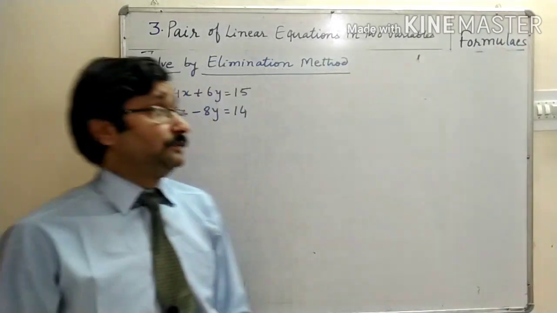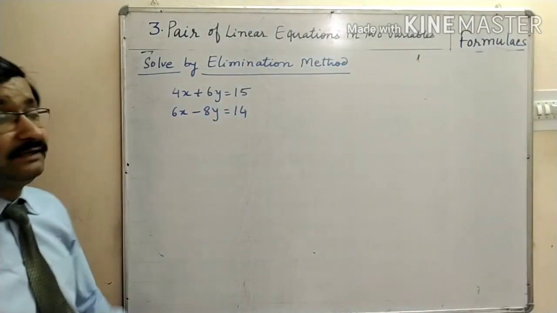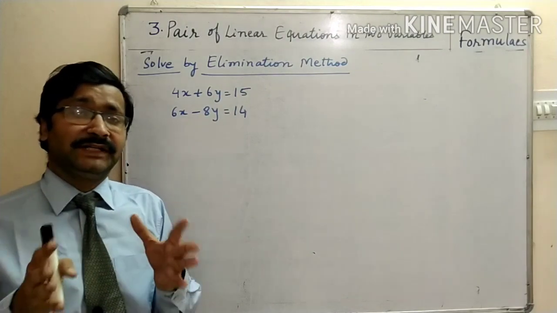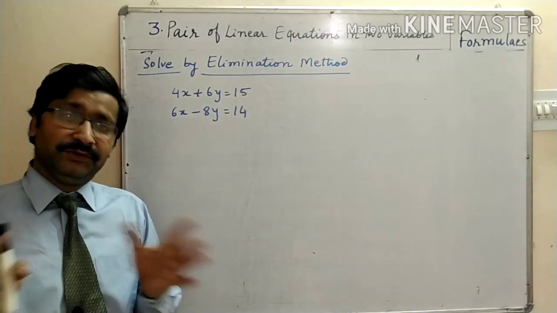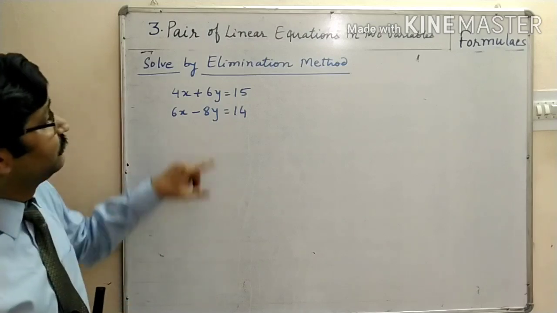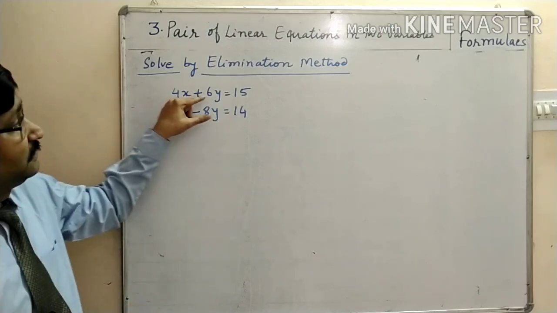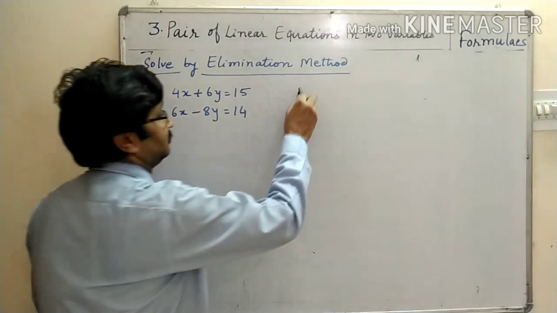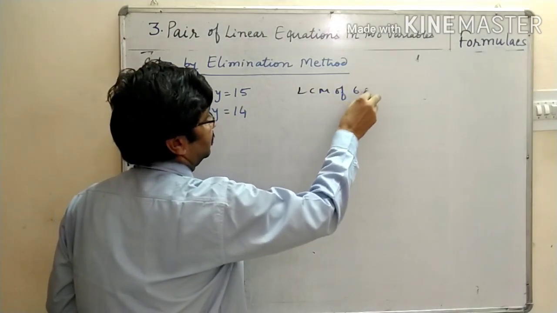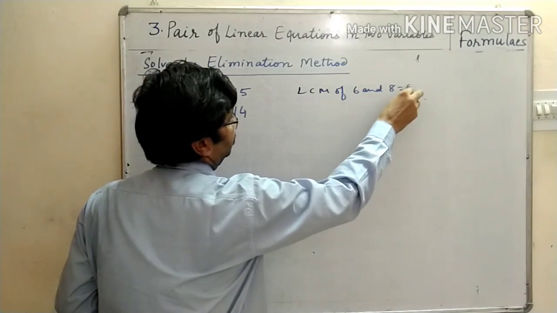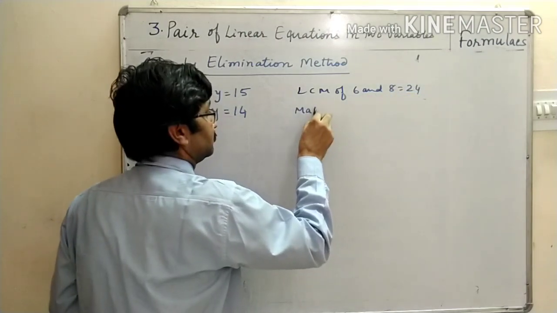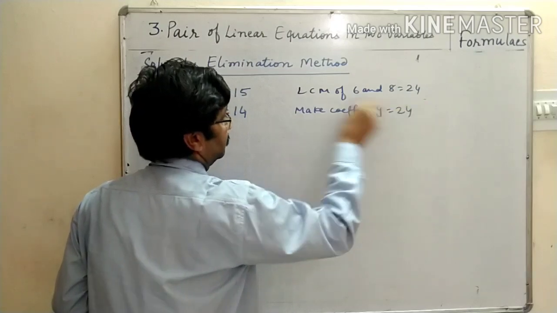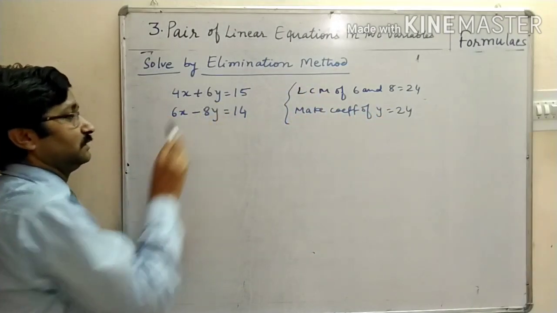Now look here, students, we will do the questions by the elimination method. In the elimination method, we make the coefficient of x or y, any one coefficient, equal. So here I want to make the coefficient of y equal. What is the LCM of 6 and 8? The LCM of 6 and 8 is 24. It means you have to make the coefficient of y equal to 24. Here you have to make both of these 24.